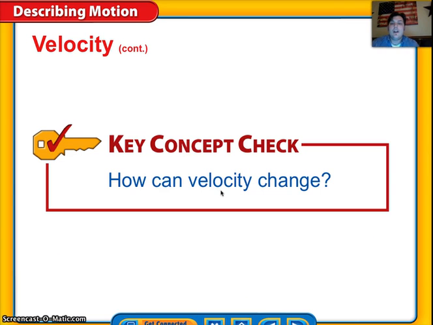Okay? How can you change velocity? You can pause and write this down, but listen closely. There are 3 ways. 1, slow it down. 2, speed it up. 3, change direction. Slow down, speed up, and change direction. Those are the 3 ways you can change velocity.